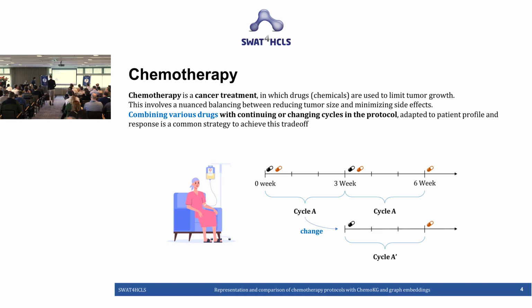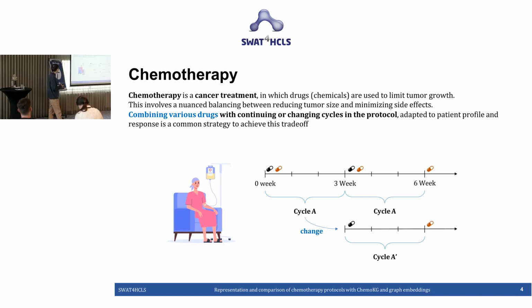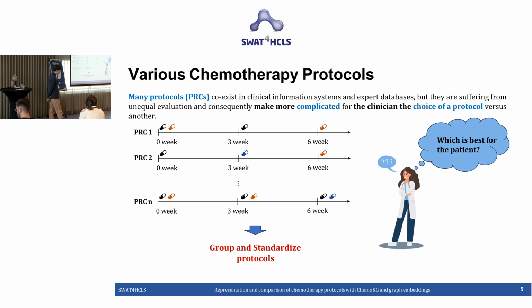If you look at the picture here, this is an example of a chemotherapy protocol. For example, in week 0, you have 2 drugs administered, and then 3 weeks later, which is cycle A, you have another same cycle A with the same 2 drugs, etc. Or maybe you can change into different cycles, like cycle A prime here with only 1 drug, and going on and on. So the problem here with chemotherapy protocols is that various kinds of protocols exist.